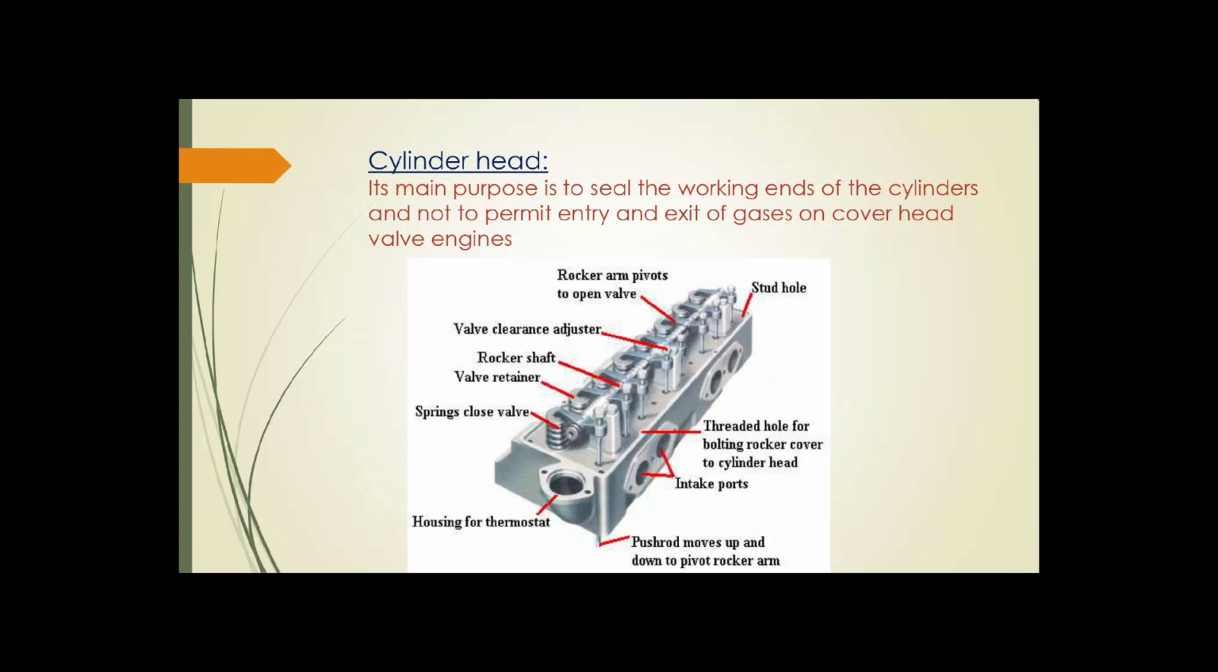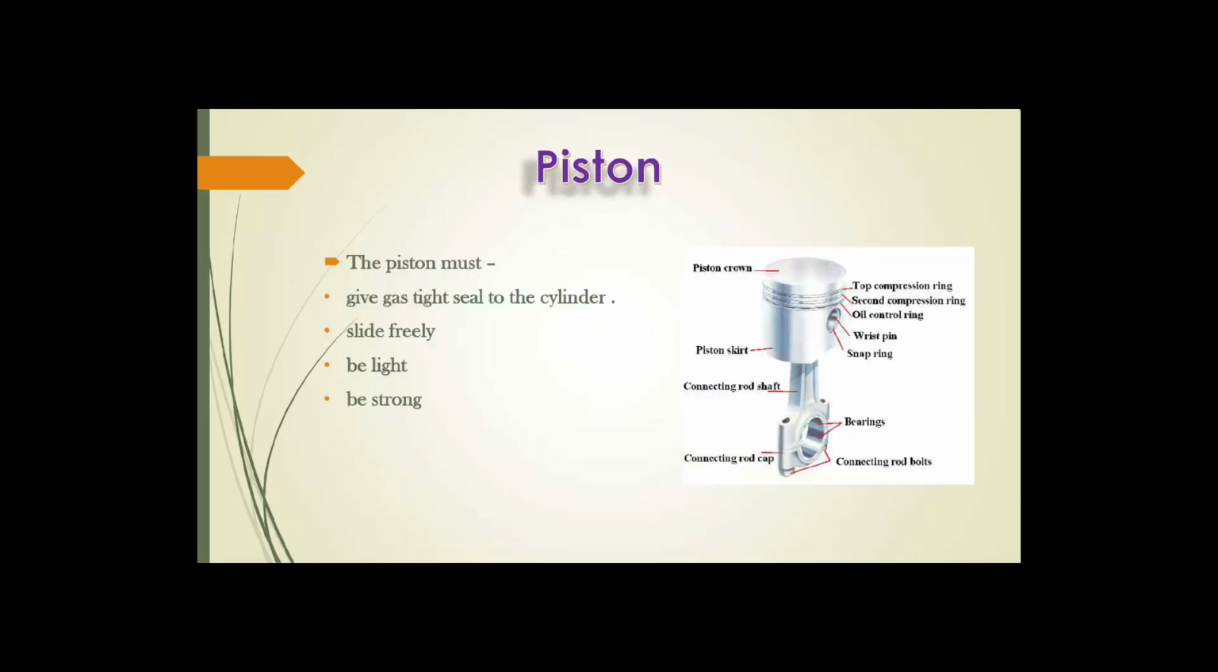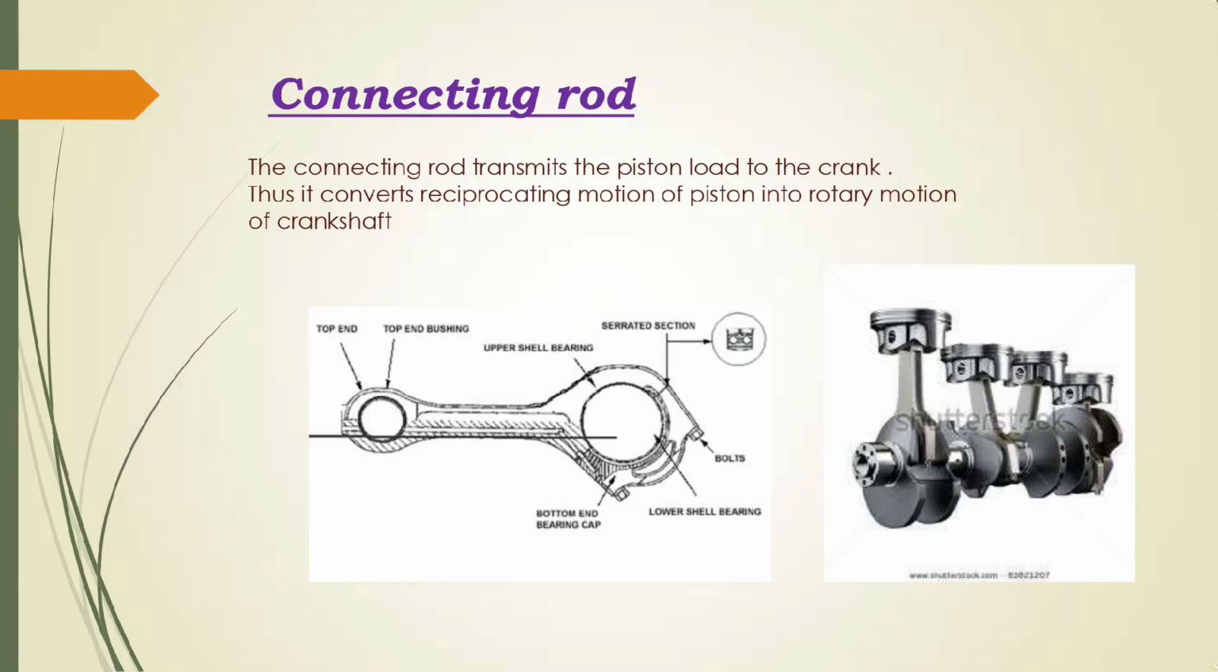Pistons play an important role in the engine. It reciprocates inside the engine cylinder. The piston must give a gas tight seal to the cylinder, slide freely, be light and also be strong enough. Connecting rod transmits the piston load to the crank. Thus it converts the reciprocating motion of the piston into rotary motion of the crankshaft.